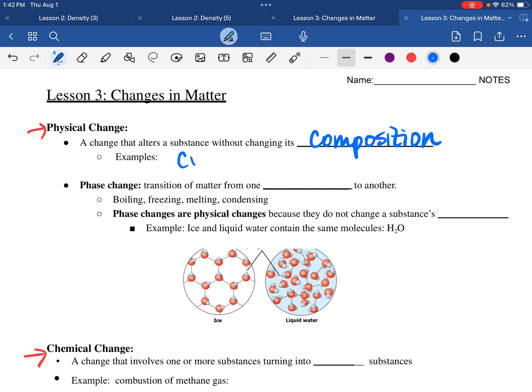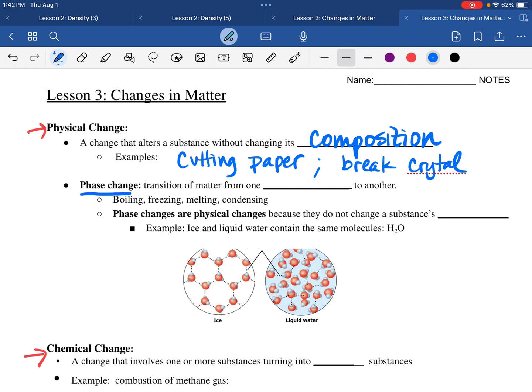For example, you could cut paper and you've changed its shape, but it's still paper. It's just smaller pieces of paper, right? It's still the same composition. Another example is you could break a crystal, like salt is a crystal. You could have a huge hunk of salt and smash it into smaller crystals, or a big quartz crystal and break it down. But those smaller pieces would still be the same composition as the original larger piece.